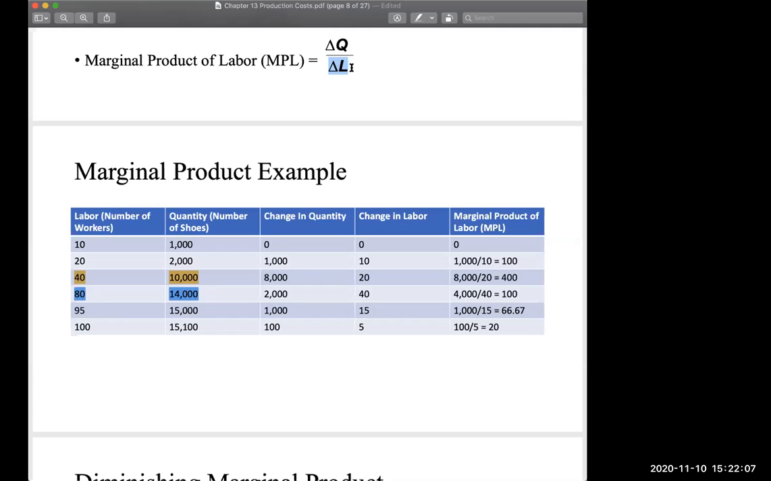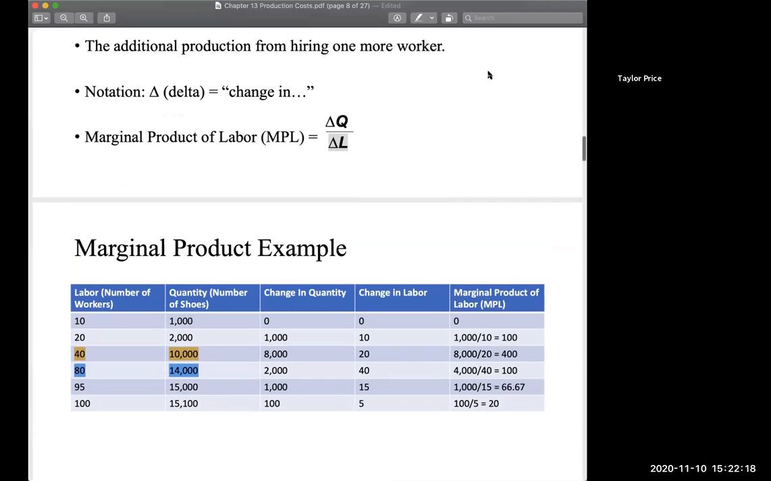All right, got it. Thank you. Yeah, no worries. Yeah, exactly. It's change in quantity over change in labor. Exactly.